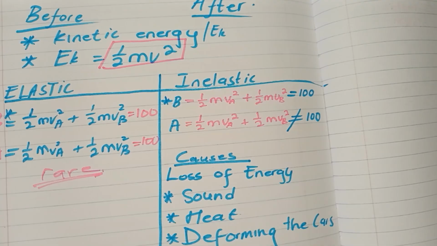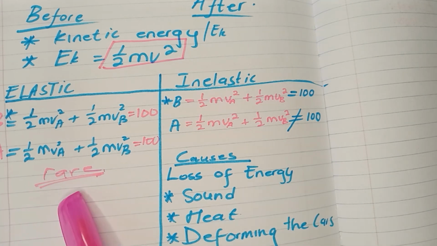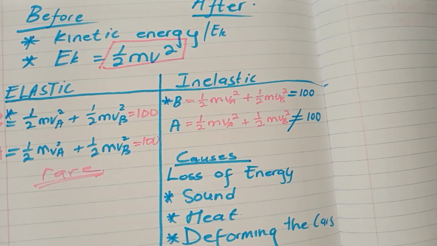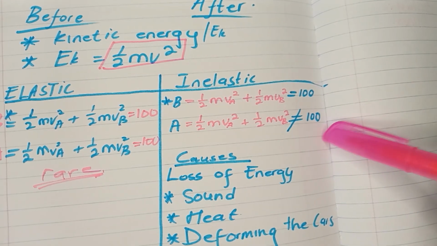Alright guys, I'm going to try to explain what causes collisions to be inelastic. Actually, most collisions are inelastic, because in real life we have inelastic collisions. It's really rare for collisions to be perfectly elastic, but I'll come back to it. The only reason we would say something is inelastic is because it has lost energy. It was 100 joules here, but now it's less than 100 joules here.